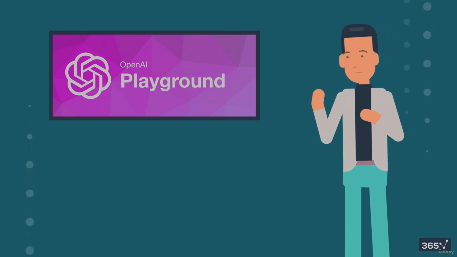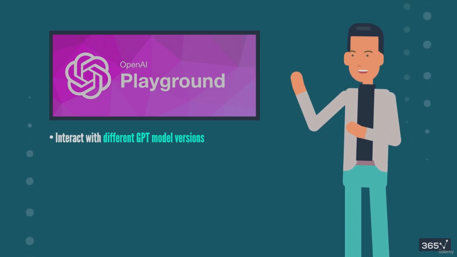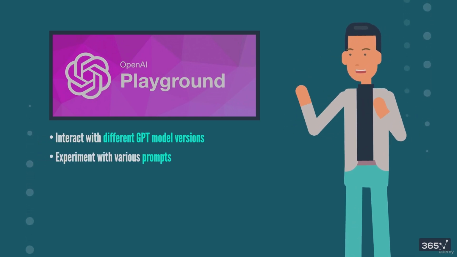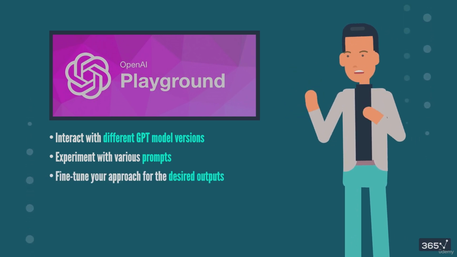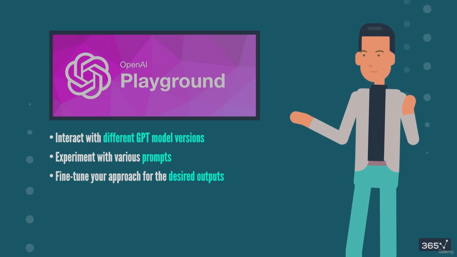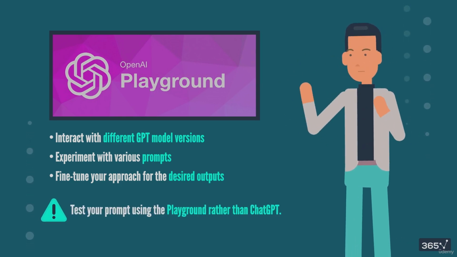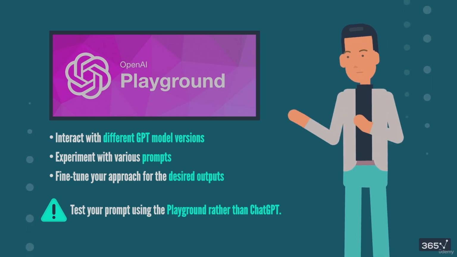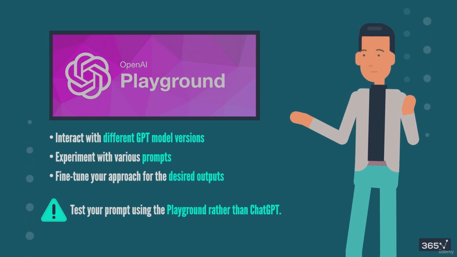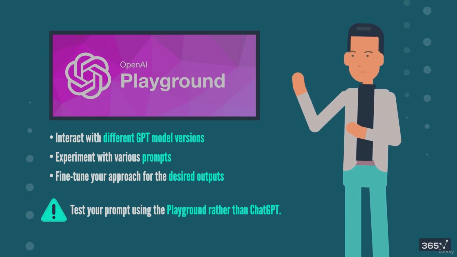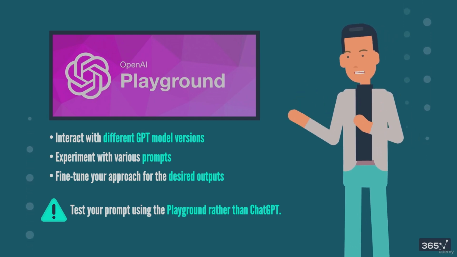With this platform, you can interact with different versions of the GPT model, experiment with various prompts, and fine-tune your approach to get the desired outputs. Now, it's essential to note that when we test the functionality of our system prompt, we should use the Playground rather than ChatGPT, as the Playground functions similarly to the API, which we'll use in upcoming lessons. This makes it a more accurate environment for testing and refining our system prompts before integrating them into our application.